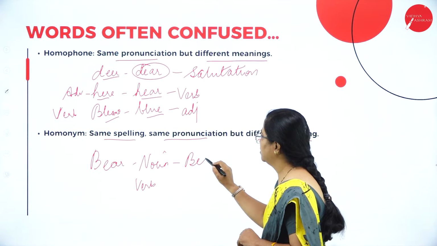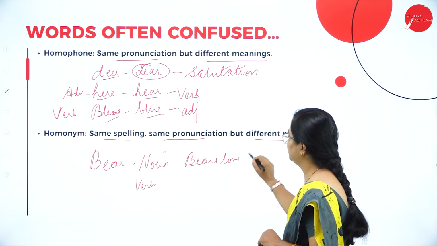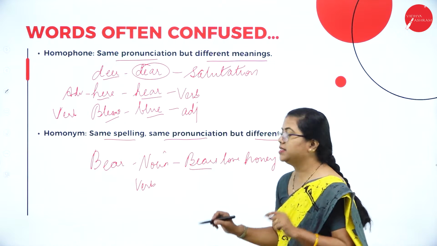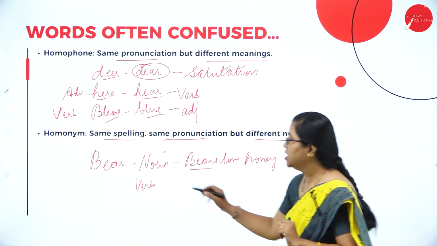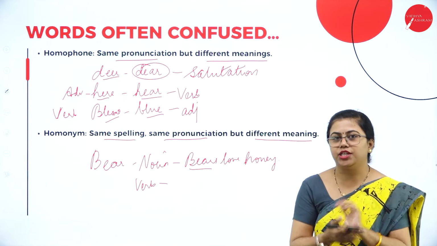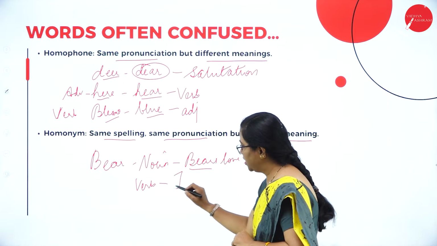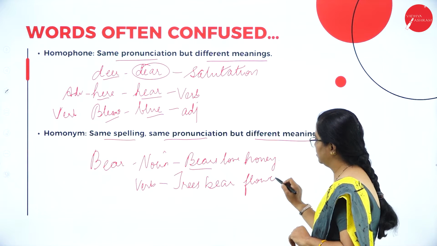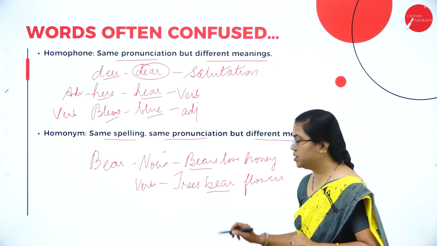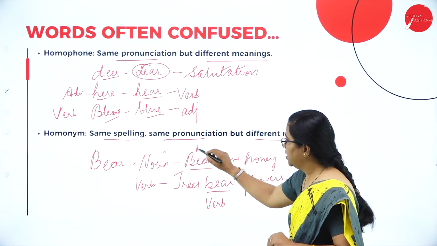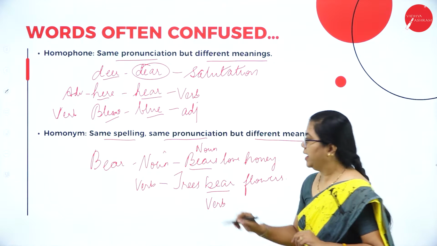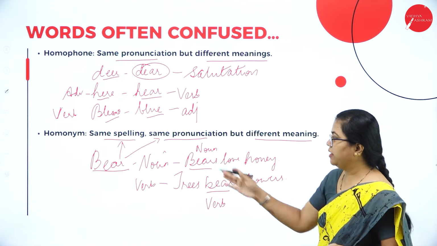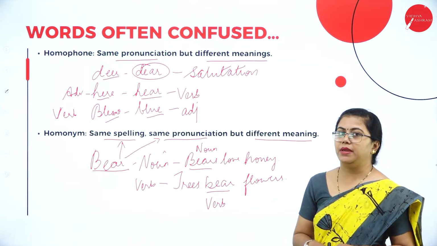So bears love honey. So this is one example. Here I have used it as a noun. This is the subject of the sentence. This is the name of the animal. Fine. So here coming to verb, that means the action has to happen. So here you can see trees bear flowers. So here bear is used as a verb. This is a noun. Fine. It has the same spelling, isn't it? It has the same spelling, same pronunciation. Of course, same spelling will be same pronunciation, but different meaning, isn't it?